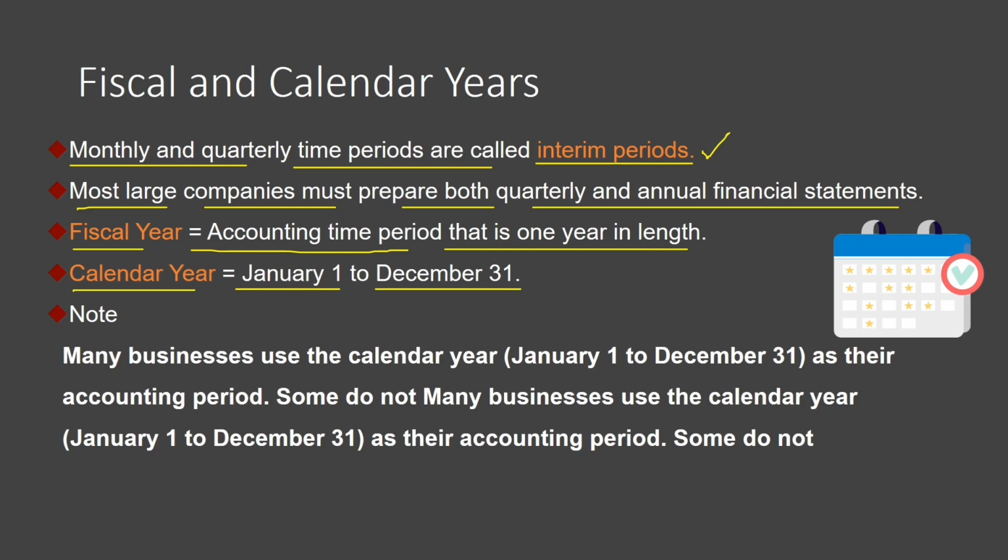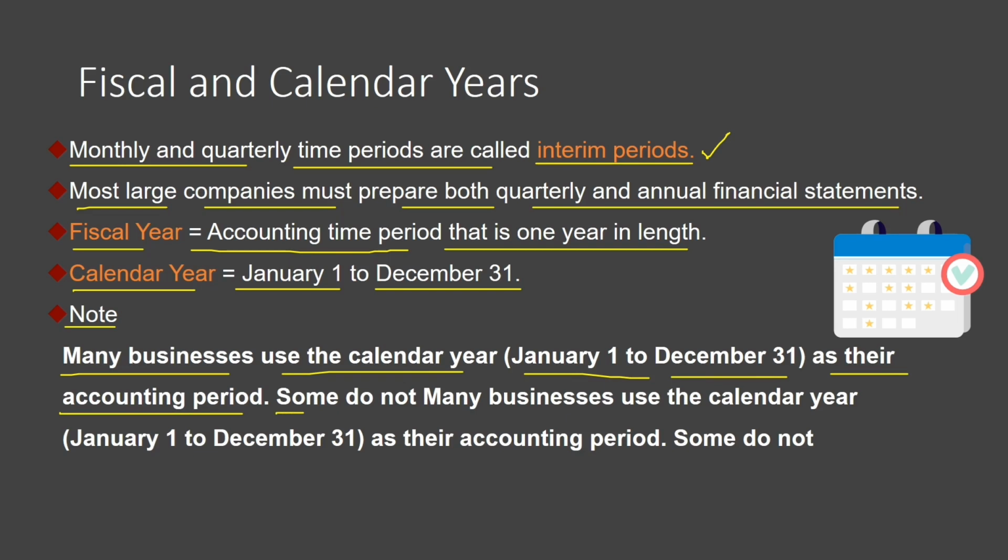So the difference between fiscal and calendar year is that in a fiscal year the company starts from any month the management wants, and in a calendar year the company starts its accounting period on 1st January. So note, the observation tells us that most businesses use the calendar year from 1st January to 31st December as their accounting period. So most companies use the calendar year.